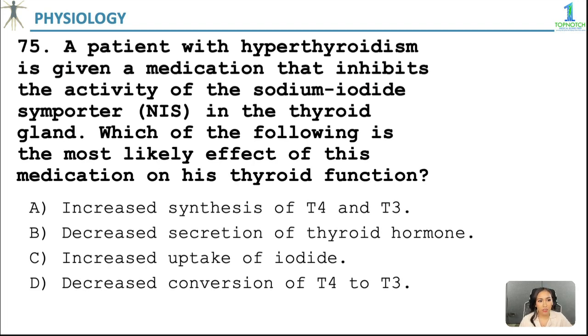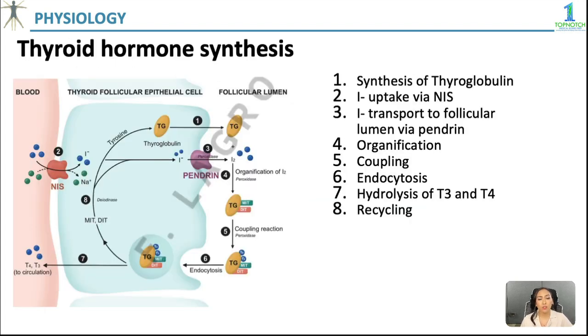And between them, the correct answer is letter B, decreased secretion of thyroid hormone. Kasi in the question, the medication inhibits the NIS. So this is involved in secretion of thyroid hormone, not in the conversion of T4 to T3. So let's look at thyroid hormone synthesis.